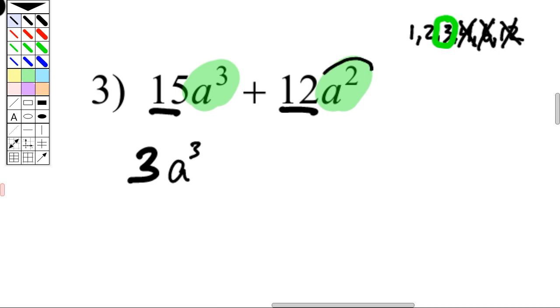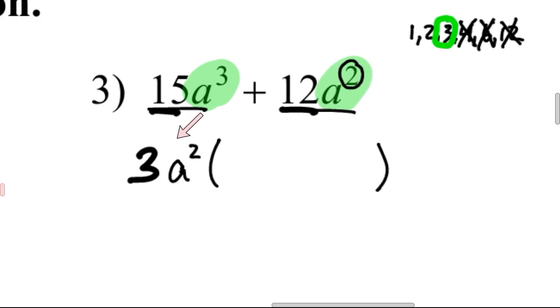Does this guy have 3 a's to give? No. So we're always going to be limited by the smaller one. That's why I say it's always going to be the smaller of the exponents for your variables. So out of these two terms, the GCF is 3a squared. But if I want to factor, now we do our parentheses and I say 3a squared times what makes this?